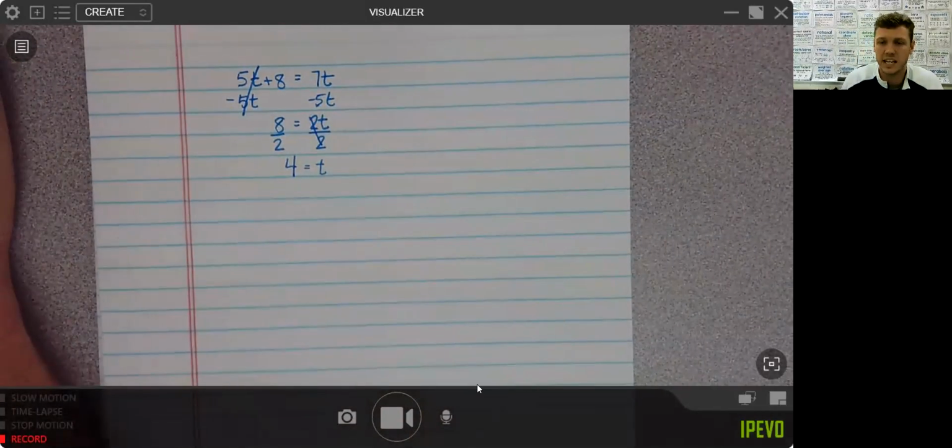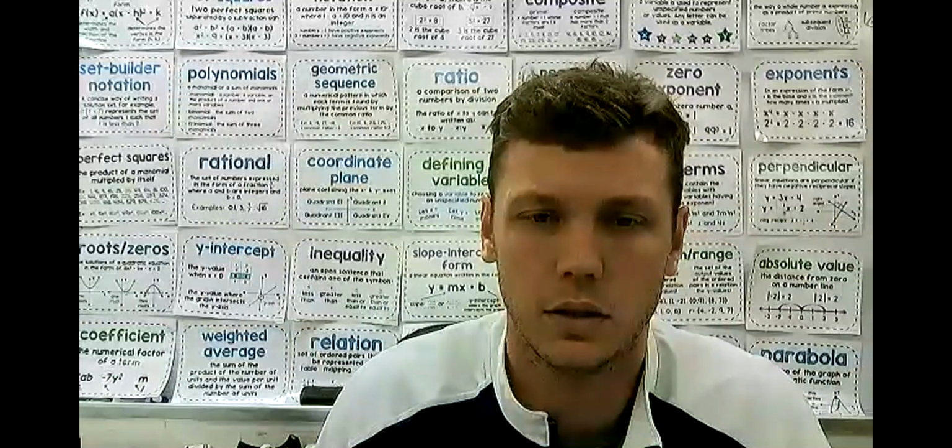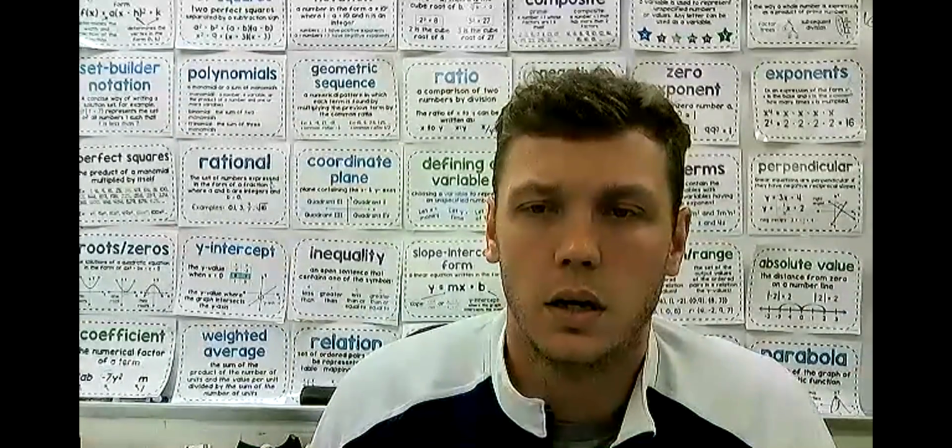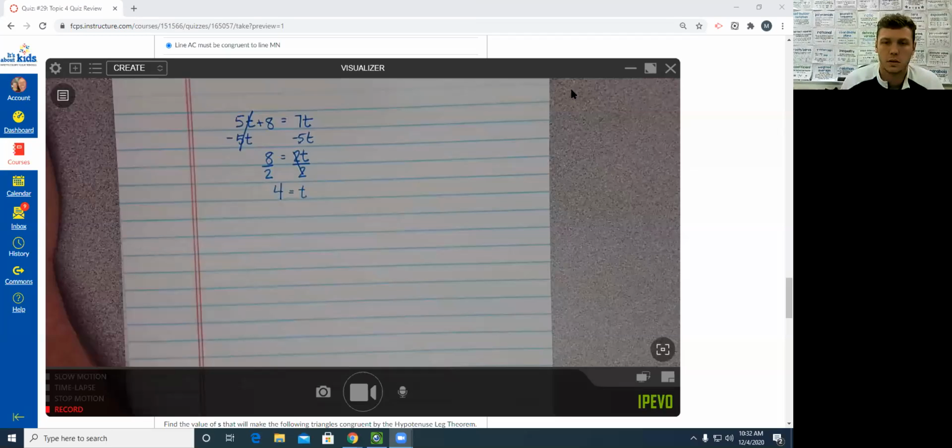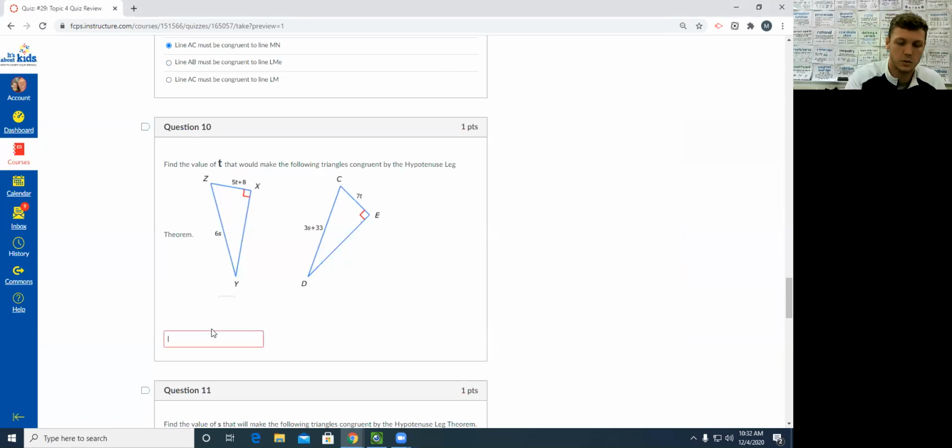Okay, so what does t have to be in order for them to be congruent? T has to be equal to 4. So don't type in t equals 4, just type in 4. Okay, just type in 4. All right. Questions so far?